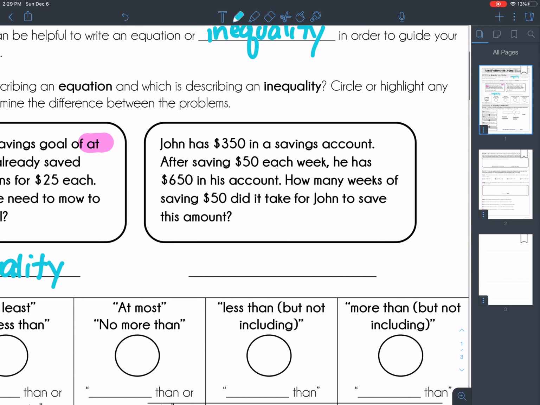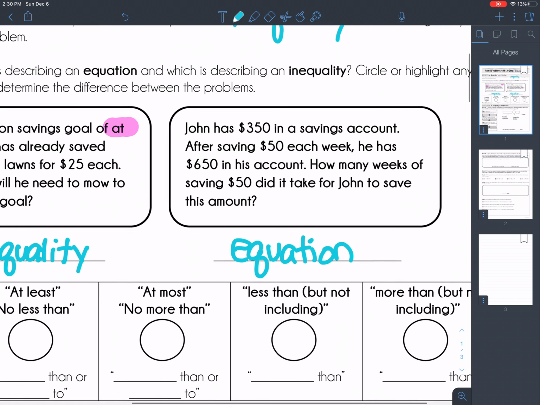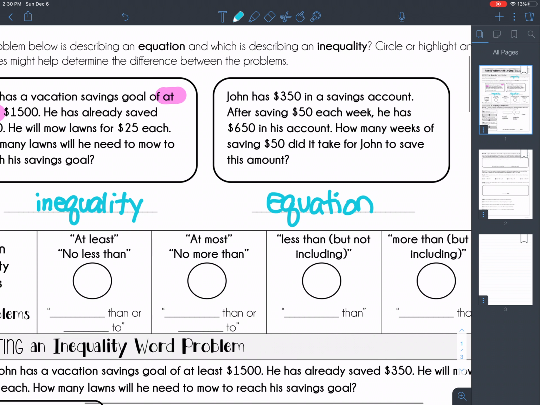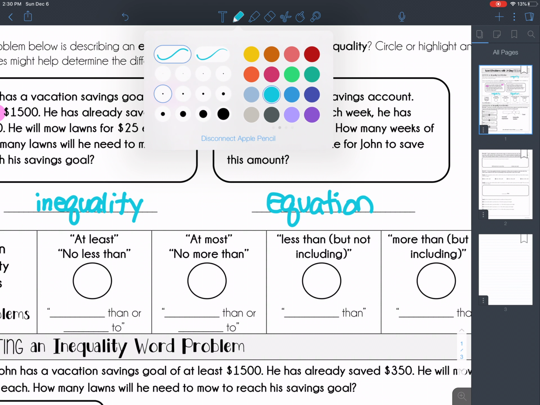All right. Now, John has $350 in a savings account. After saving $50 each week, he has $650 in his account. How many weeks of saving $50 did it take for John to save this amount? This is an equation. This means we're going to find one exact answer. There's only one solution that would answer this truthfully, okay? And we'll go to writing an equation here in a minute. This is a little bit of a repeat for you, so I apologize about that.